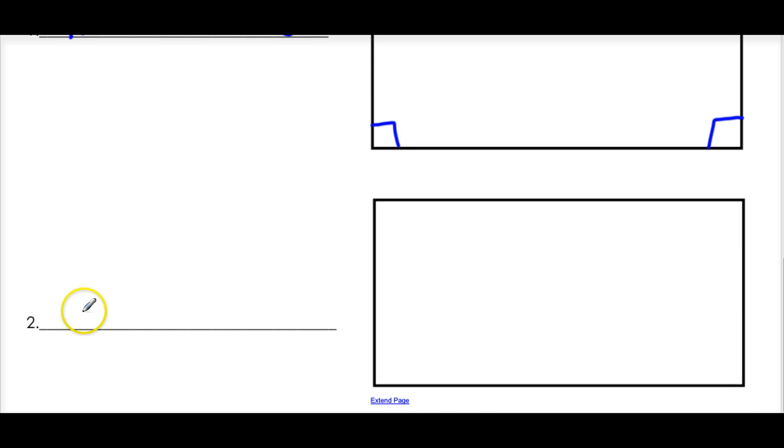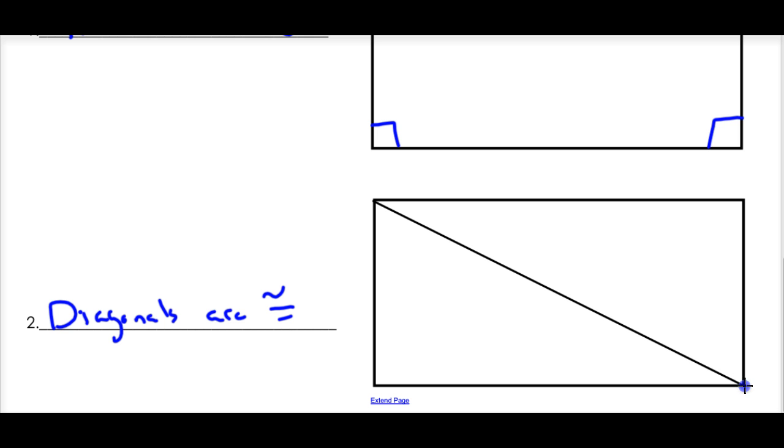Now the number 2 thing, and this is what makes it special from regular parallelograms, is diagonals are congruent. So we know that diagonals bisect each other in parallelograms, but what is only true for rectangles, and not just any parallelogram, is that your diagonals are congruent.